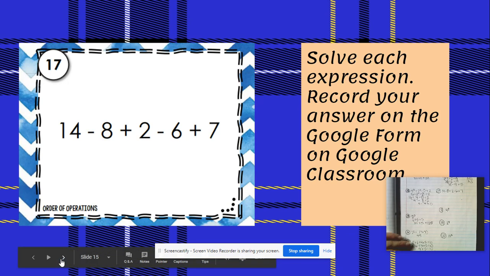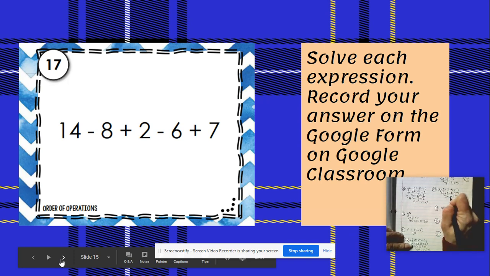Okay, our next slide. All adding and subtracting, so we just move left to right. So 14 minus 8 is 6, plus 2, minus 6, plus 7. Left to right, 6 plus 2 is 8, minus 6, plus 7. 8 minus 6 is 2, plus 7 is 9.